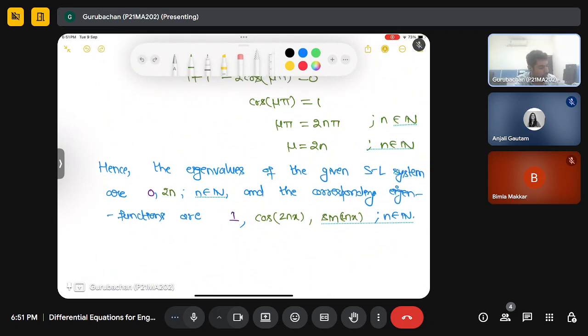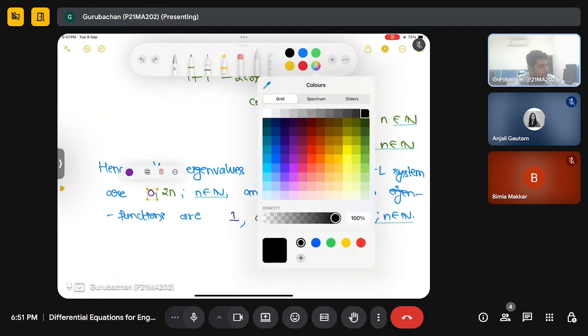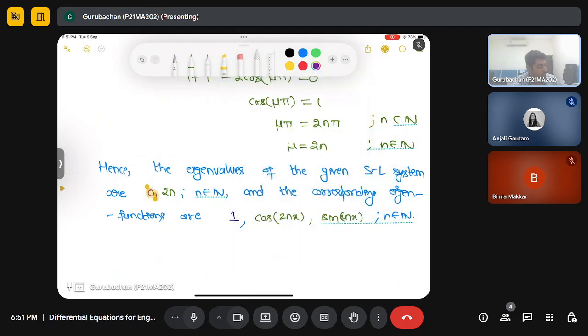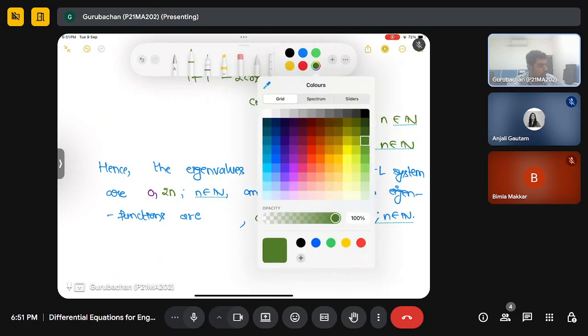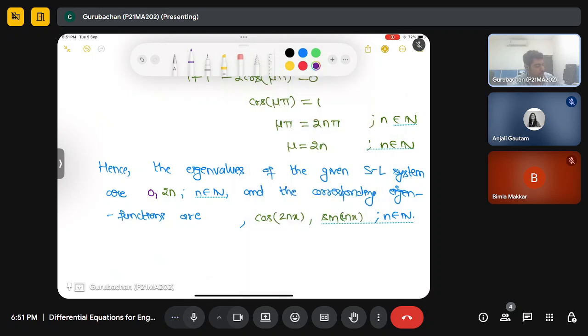So this will be this one. Okay, so let me write it this way. This is your corresponding eigenvalue and corresponding eigenfunction. So the next question is in some different form, but the approach will be quite similar.